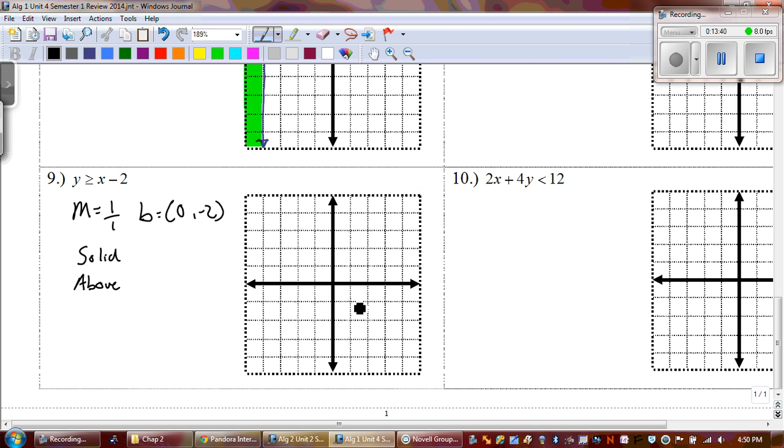Okay, so at 0, -2 is where we make our first dot. We'll do some color for this one so it's easier to see. And then I go up 1, over 1, up 1, over 1. And if you need to go all the way up, whatever you need to do, just make sure that when you draw it, it is a nice solid line. And then we just said that we shade above. And there we go.